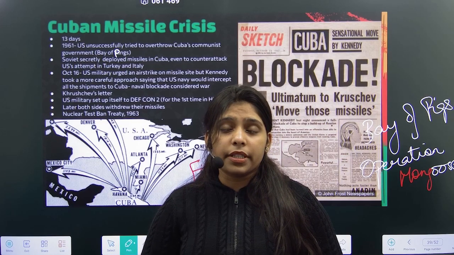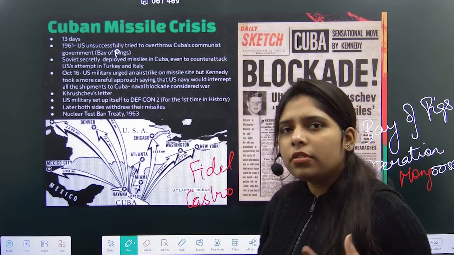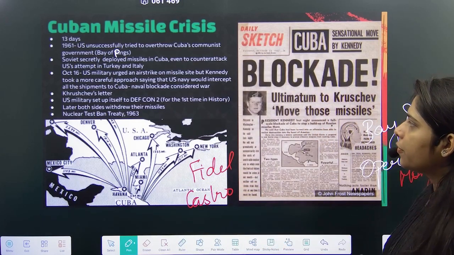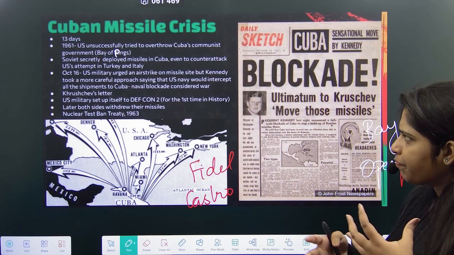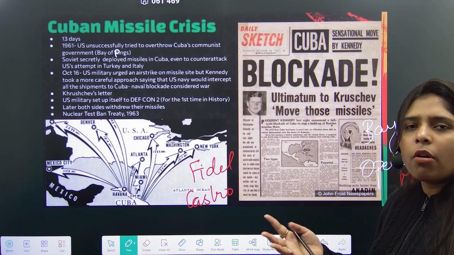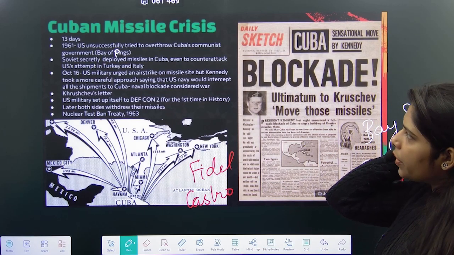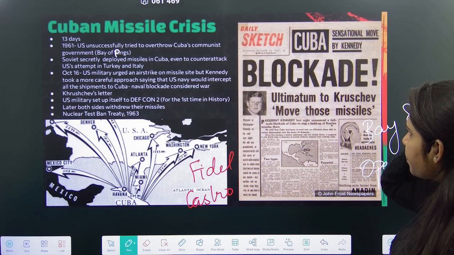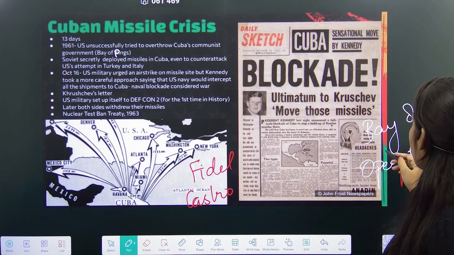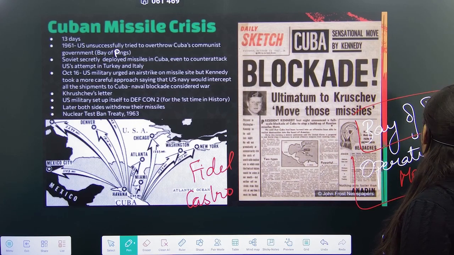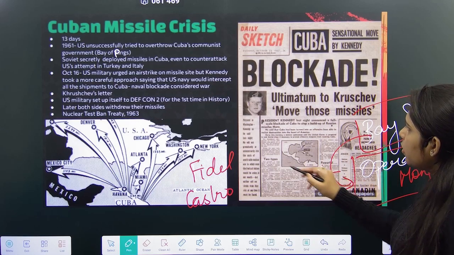where Eisenhower's government, the American government, was sending militants, terrorists into Cuba and tried to disrupt the normal flow of work, the normal routine of the innocent people living over there. Okay, so that is what. See, the Bay of Pigs was launched by Eisenhower. Mongoose was continued under Kennedy.